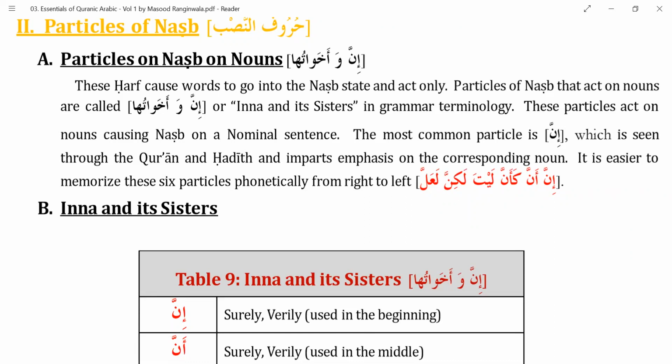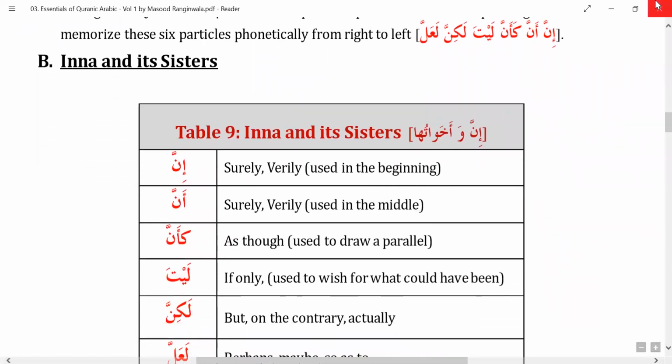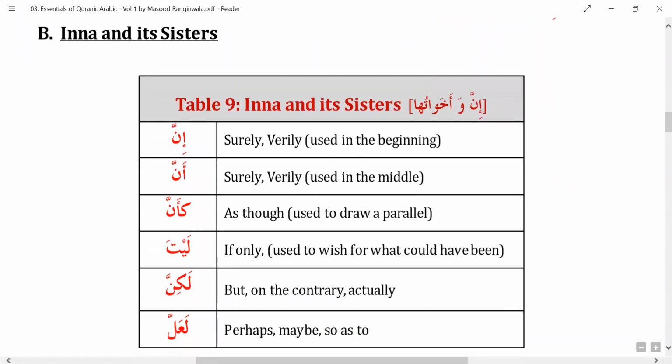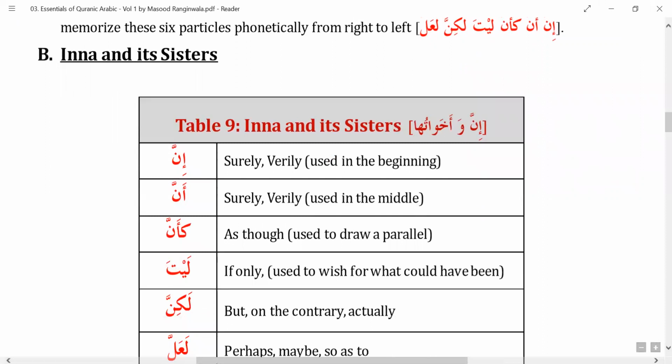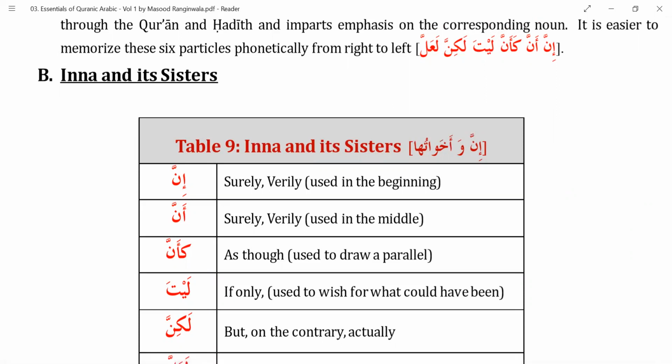So again, there is a group here. The one which act on nouns, they're inna wa akhawatuha, means inna and its sisters. Here down, I think there is one or two more extra, but you need to remember this one. Yeah, in this table it is proper. That is here, the red one on top. Inna, anna, ka anna. You can add one more here after that. Bi anna, bi, ba kasra bi, bi anna. That's one word. So inna, anna, ka anna, bi anna, laita, lakinna, la'alla.